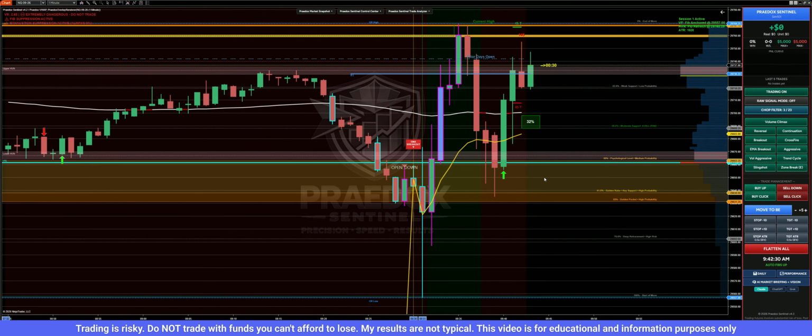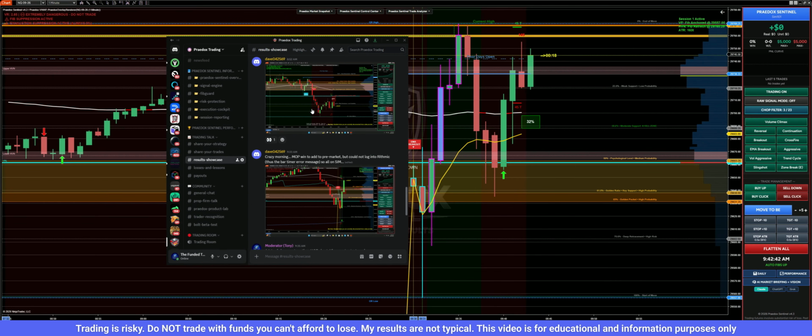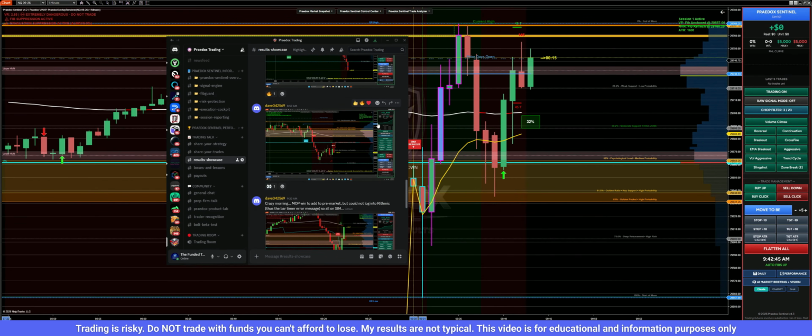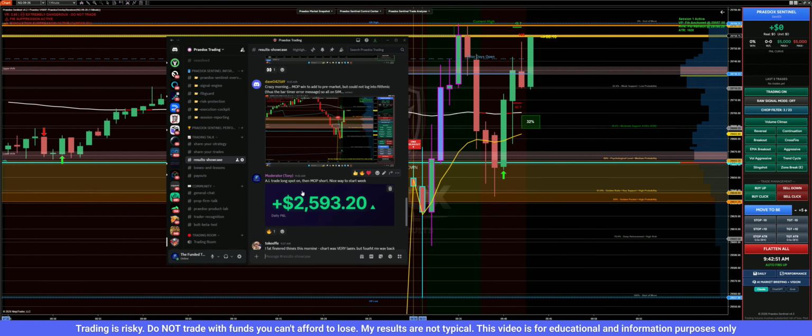So what I thought I would do today is walk through what Sentinel version 4.5 is going to look like. We did have a good market open this morning. We had really good pre-market price action, as you can see here, with some of the traders posting their pre-market activity. Here was mine. I took an AI trade long, and then I took the mop short. So it was a pretty good morning.